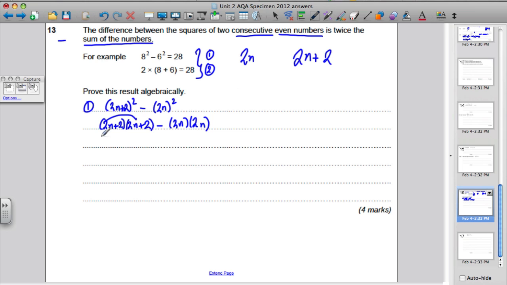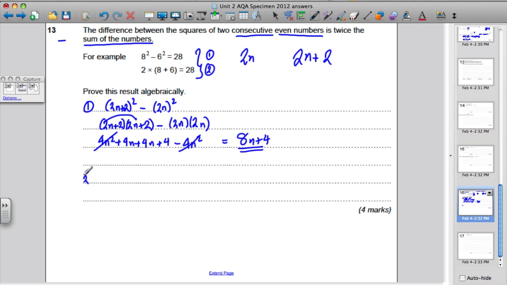2n times 2n is 4n squared. 2n times 2 is 4n. 2 times 2n is another 4n. And 2 times 2 is 4. Subtract 2n times 2n, which is 4n squared. Okay, let's try and tidy this up. 4n squared take away 4n squared is no n squareds. 4n plus 4n is 8n. So all of this simplifies to 8n plus 4.